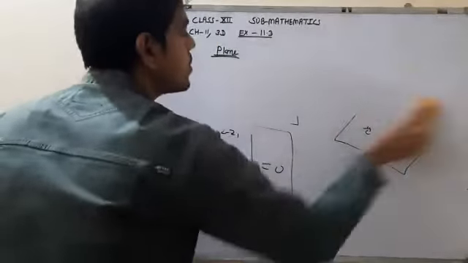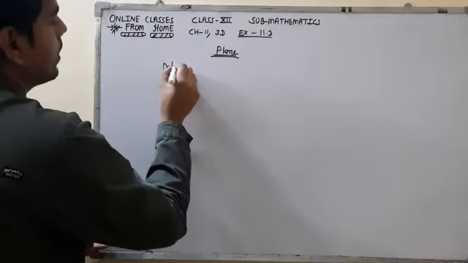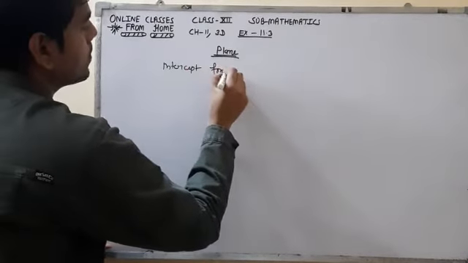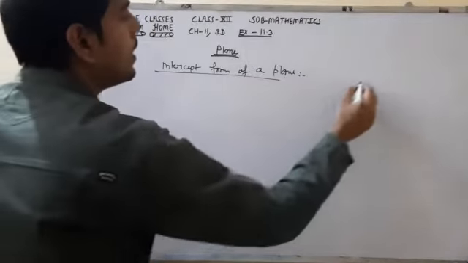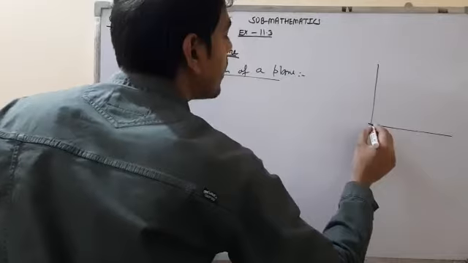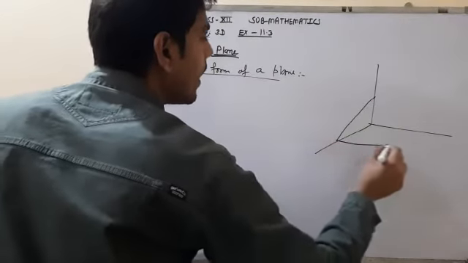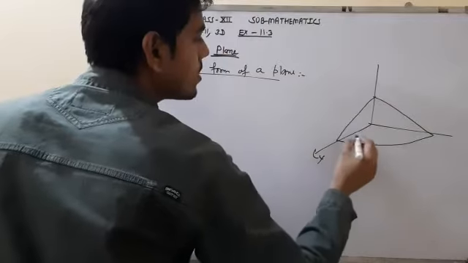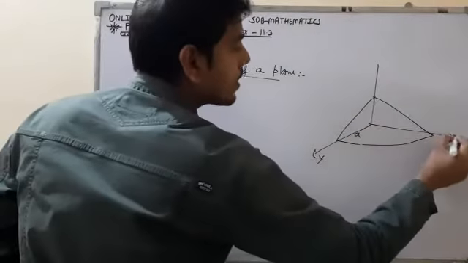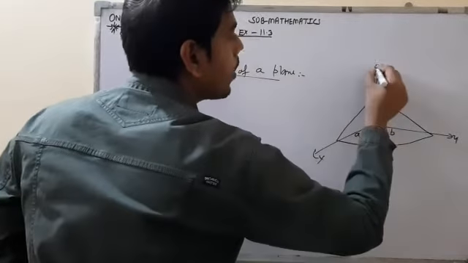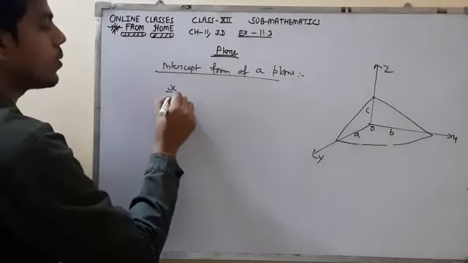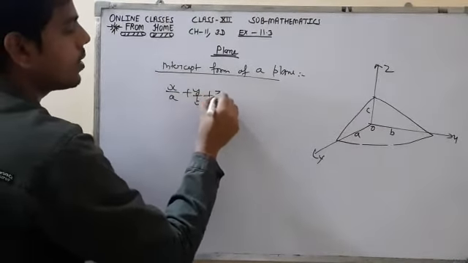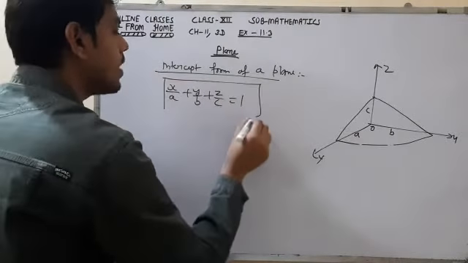Now the next equation of a plane is the intercept form of a plane. Okay. So here suppose a plane is making intercepts A, B and C on the x, y and z axes. On the x axis it's making an intercept of A units, on the y axis an intercept of B units, and on the z axis an intercept of C units. Okay, so now the equation of this plane would be x upon A plus y upon B plus z upon C is equal to 1. So this is the intercept form of the given plane.